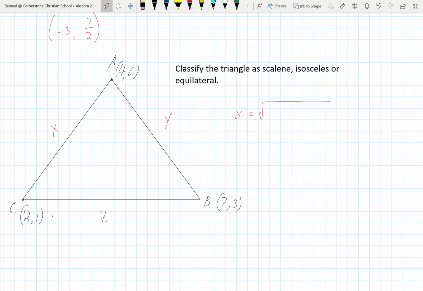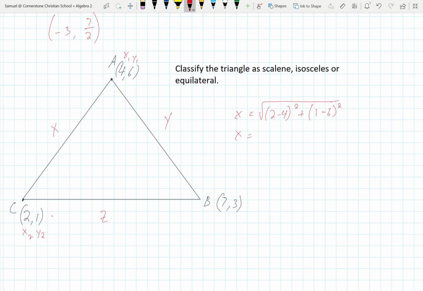Again, we can label these points. This is going to be x1, y1. This is x2, y2. Those labels are arbitrary. I could switch them around and it would be fine. A and C can switch which one is the first point. So this is 2 minus 4 squared plus 1 minus 6 squared. The important thing is that you keep the order the same. So I went from C to A and then C to A again. Right? x2 minus x1, y2 minus y1.